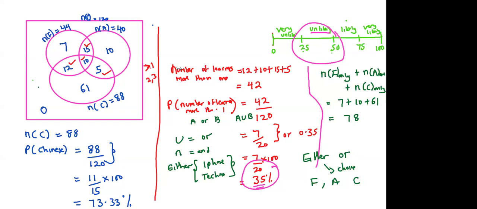Because the next thing you ask yourself, they have already given you that the union set is 120. So they cannot ask you that. If they wanted to ask, they would have asked maybe the number of students who do all the subjects, the total number of students. That's when you add everything to get the union.